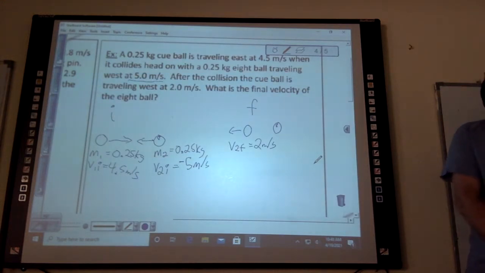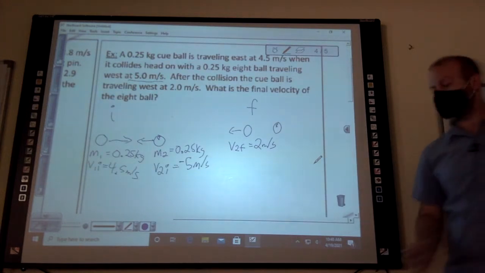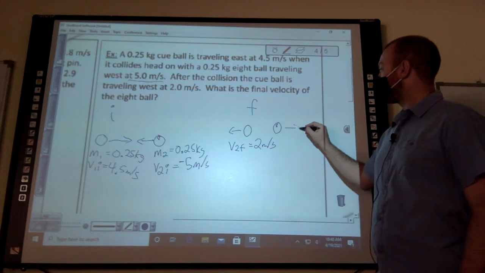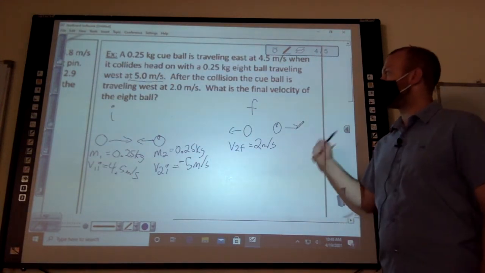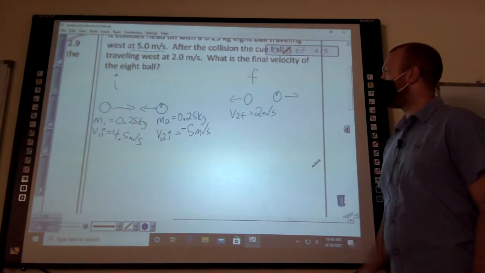You think it's to the left or to the right? Oh, right, yeah. Okay, sure, let's try right. It really doesn't matter. We'll find out once we put it in the equation.